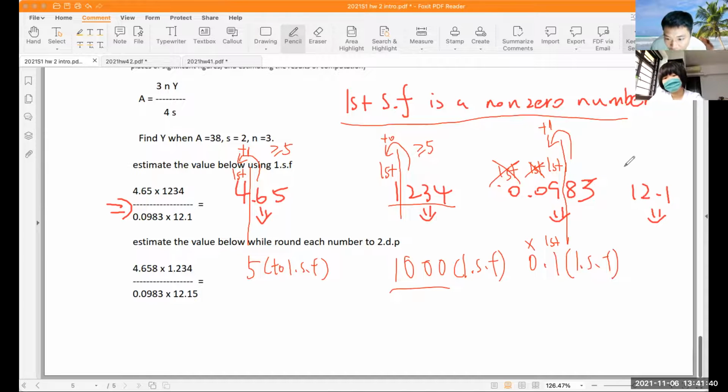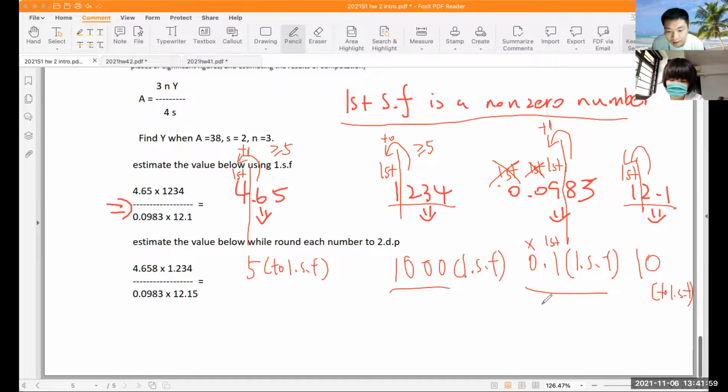So for this, is this my first? Yes, it's non-zero. I draw a line. Add 1 or add 0. Smaller than 5. No need to add. So it's 1. Since you start with 12, replace by 0. So it's 10, to 1 significant figure.